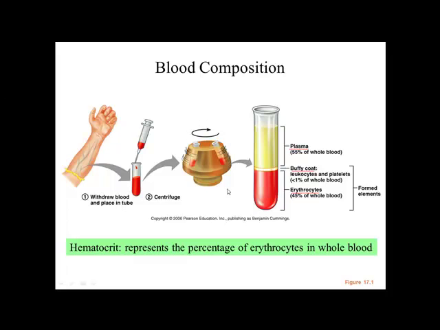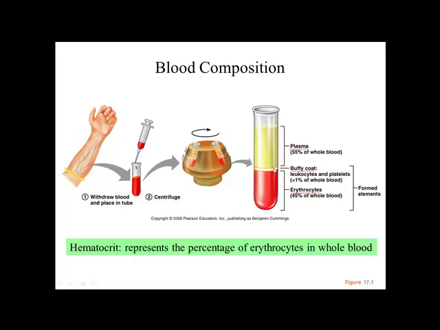If you take that blood, stick it in a centrifuge, and spin it down, you're going to find that there are different components to the blood. Those components include erythrocytes, which are red blood cells, a buffy coat, which will be your white blood cells and platelets, and the plasma. That'll be the fluid portion of your whole blood.